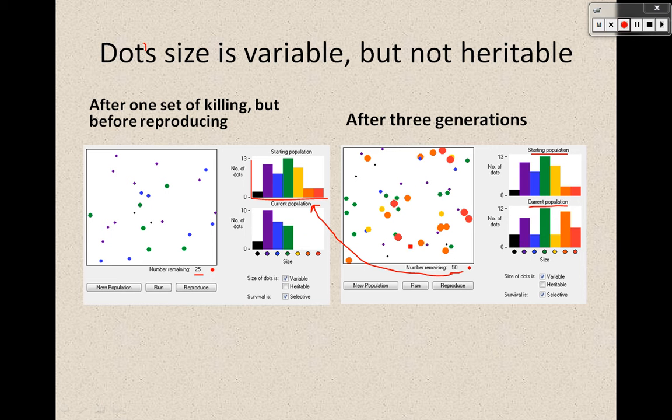The other thing to notice is after this one set of killing, but before reproducing, there was no red, orange, and yellow. But because the trait's not heritable, a blue dot could give birth to a red dot, so at the end of the entire simulation, I do still have red, orange, and yellow, and in fact, a lot more orange than I had originally. So even though I still killed off the slow ones, the large ones, because it's not heritable, you could still give birth to ones even if you had killed them off before. So in order to find a shift in population, you need a trait that's actually heritable.